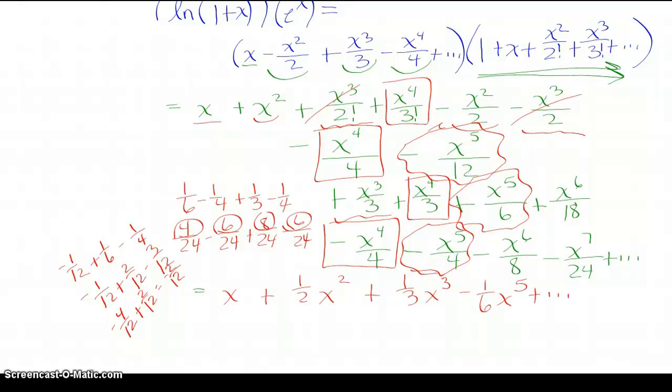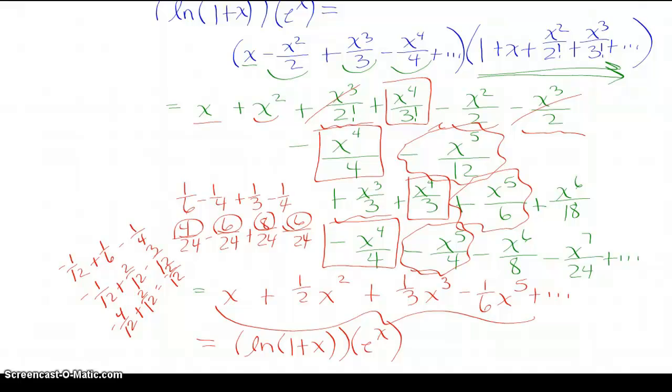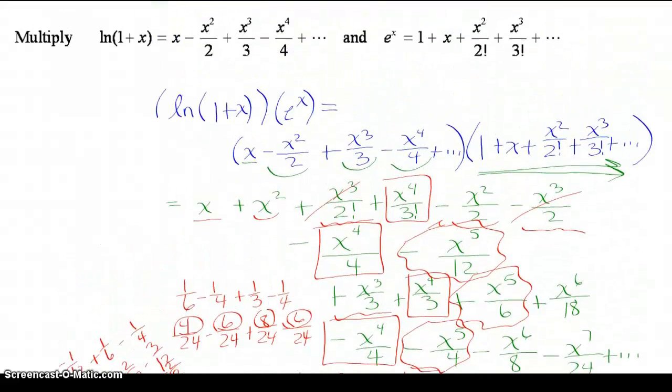Now I could keep going, but generally we only show the first 4 non-zero terms. And now this equals the natural log of the quantity 1 plus x times e to the x. That is the power series representation for this completely new function. So lots of algebra is probably going to show up in the context of power series as well.